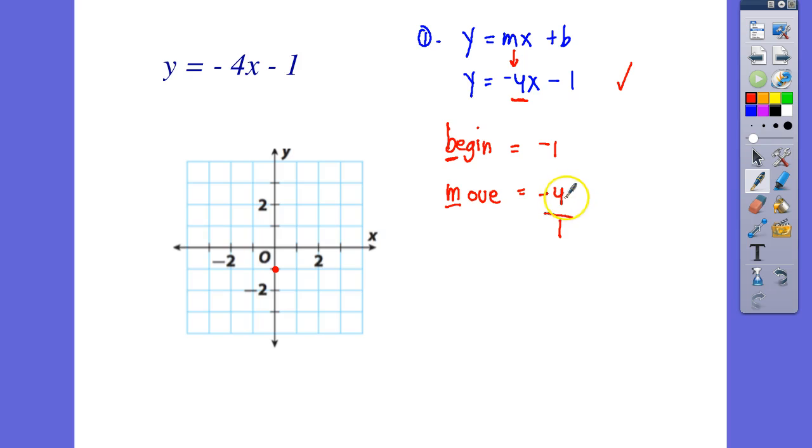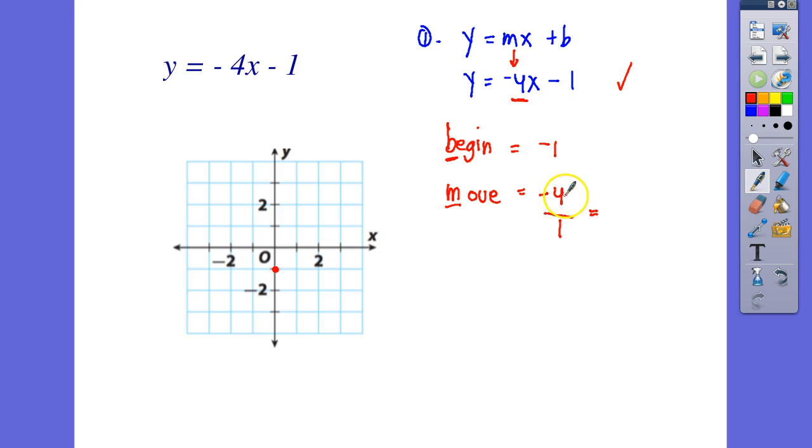If your m is not in fraction form, you have to change it to fraction form by putting it over 1. Because when you divide this, negative 4 divided by 1, that's the same as negative 4. So they are equivalent. They have equivalent values. So you're not changing it, you're just rewriting it. We need to write it in fraction form because the top number will tell you how to move up or down.